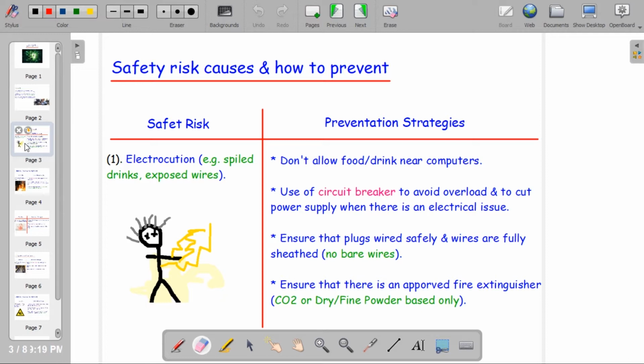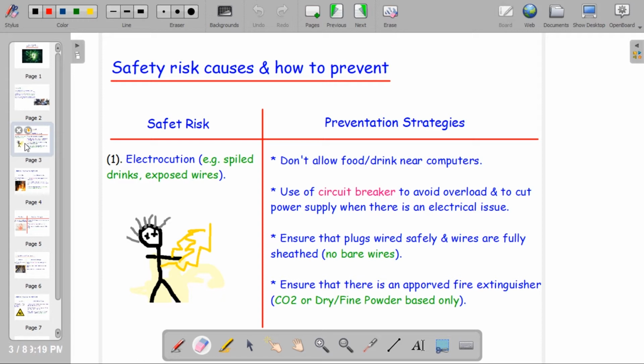And the next column is how to avoid that. Basically we call that prevention strategies. Number one, don't allow any kind of food or drink when you're using your computer. This is a very basic rule. Even when you go into a computer lab, you know that there is a big sticker or poster about that. Never eat or drink in the computer lab for this sort of safety risk.